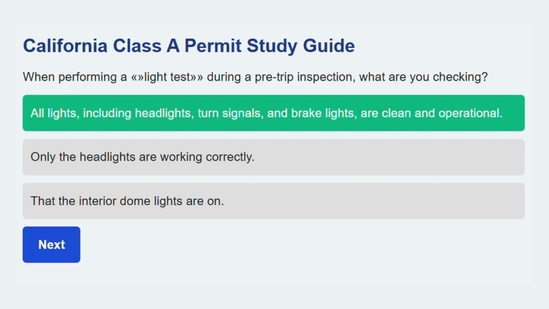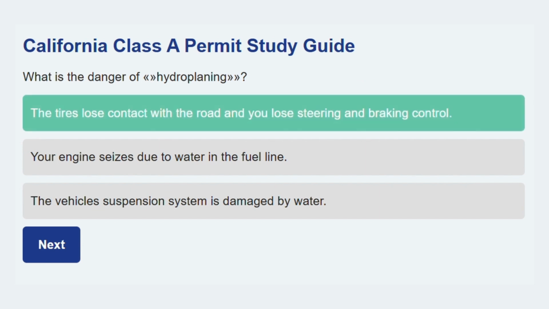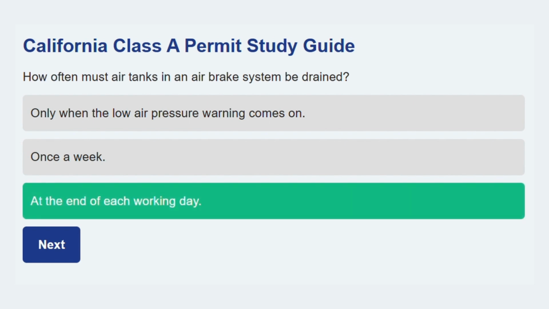What about this next one? What is the danger of hydroplaning? The tires lose contact with the road, and you lose steering and braking control. This makes your vehicle essentially a sled on water with no control. On to the next question. How often must air tanks in an air brake system be drained? At the end of each working day. Draining removes moisture and oil to prevent rust and brake system failure.